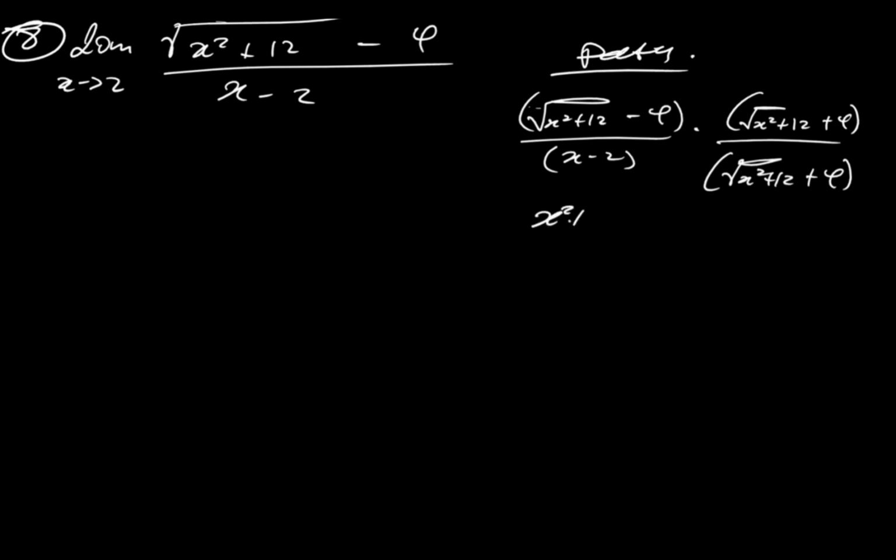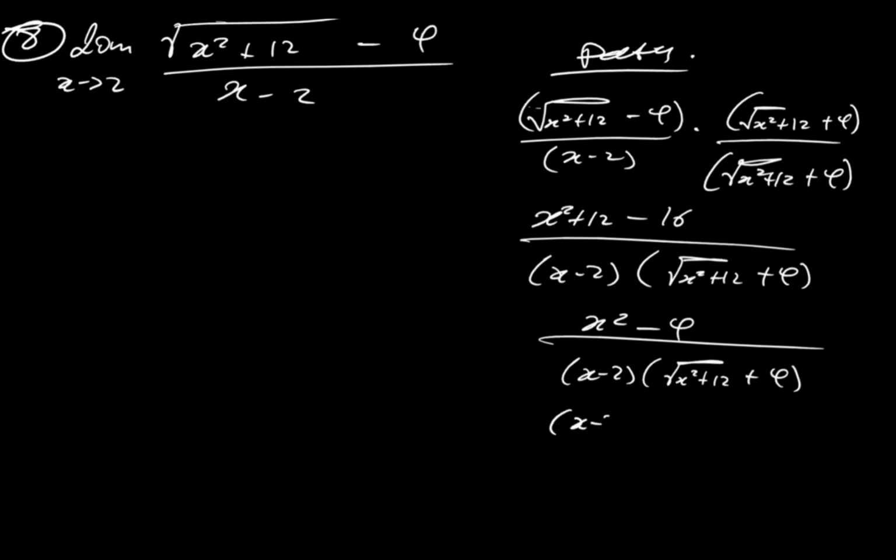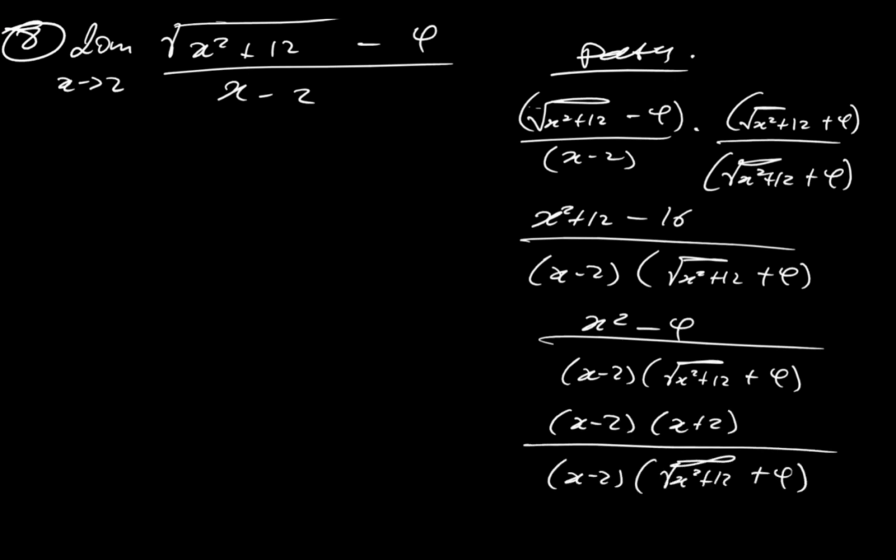So you have x squared plus 12 minus 16 over x minus 2, then root of x squared plus 12 plus 4. So this will just give you x squared plus 12. Okay, so we can do 12 minus 16, gives us a minus 4 over x minus 2, then root of x squared plus 12 plus 4. Now, x squared minus 4 is the same as x minus 2, x plus 2, over x minus 2, then root of x squared plus 12 plus 4. So this can cancel with that. And what we'll get, we can put it here.